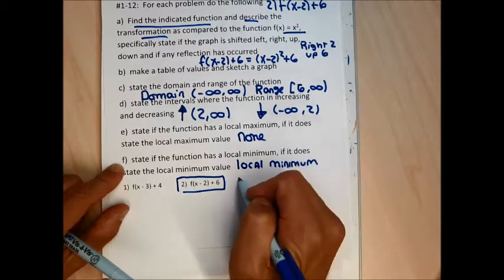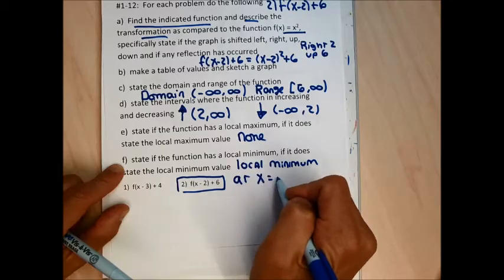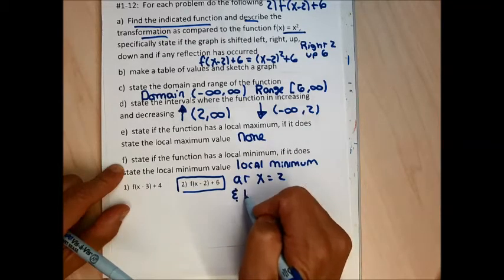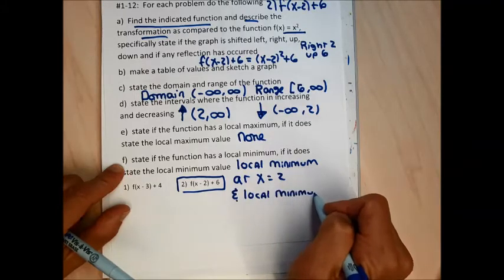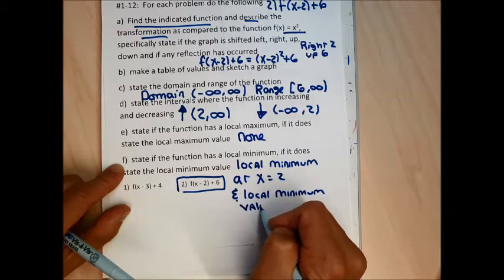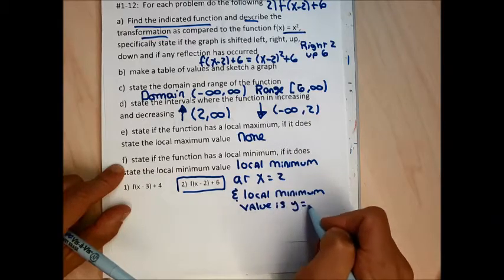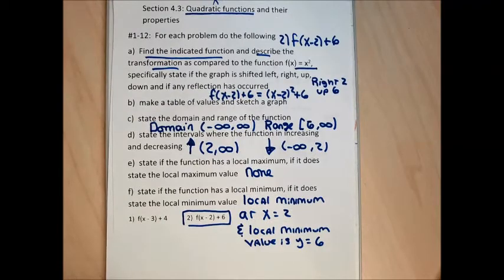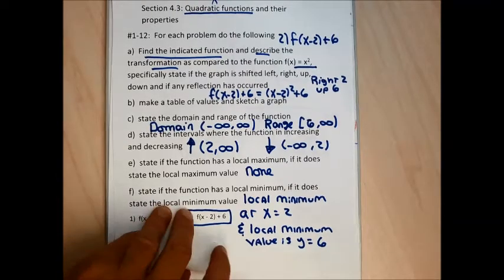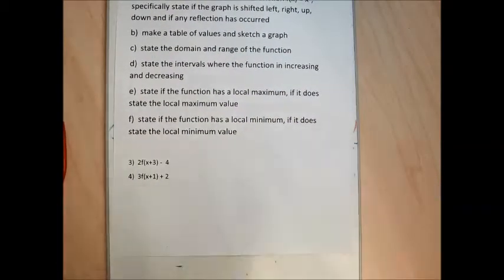At x equal to 2, and the local minimum value is y equal to 6. So that's everything we'd need for problem 2. You should give problem 1 a go, and you might be able to do a lot of these problems without me flashing everyone up. The next page is going to have the problems 3 and 4.